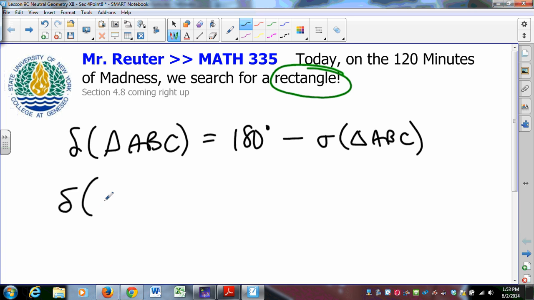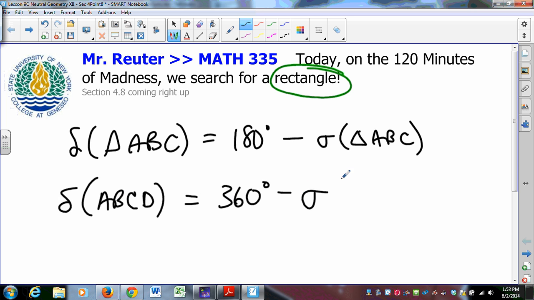Similarly, the defect of some quadrilateral ABCD will be 360 degrees minus the sum of the angles of ABCD. So if I was looking for a quadrilateral whose angle sum was 360 degrees, that would be the same as me looking for a quadrilateral whose defect is 0.